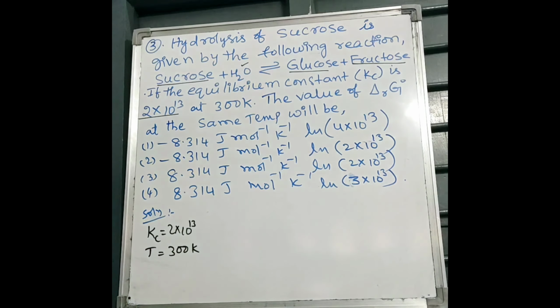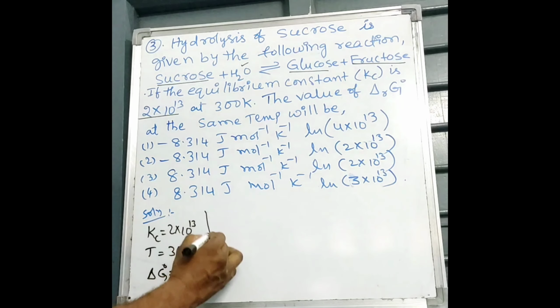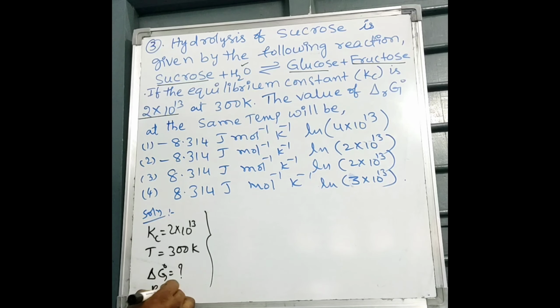The value of the change in Gibbs free energy, delta G, the standard Gibbs free energy, is how much? He is asking like that. And in the options, the R value is given in joules. 8.314 we should take. Now what is the relation between Gibbs free energy and equilibrium constant? It is the interlinking between thermodynamics and chemical equilibrium.